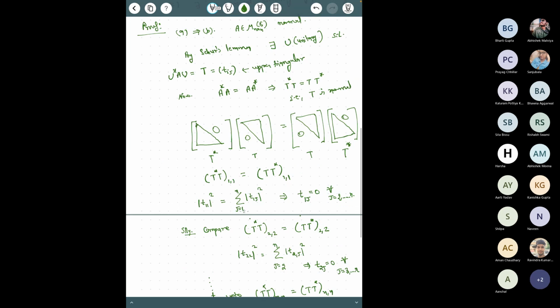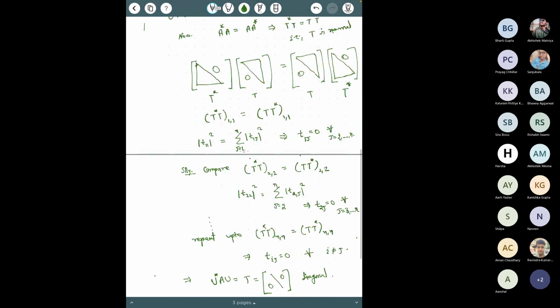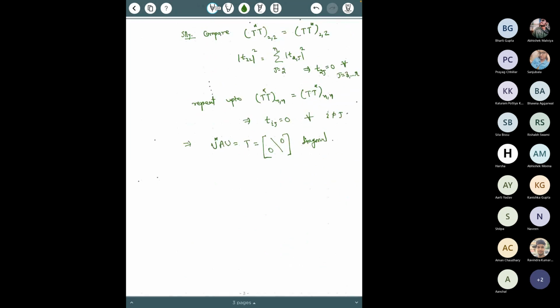Okay. Now let us prove the converse. That means whether B implies A or not. If suppose A is unitarily diagonalizable, can you say that A is normal? So let us prove B implies A. Assume that A is unitarily diagonalizable. What does that mean? Let U star AU be equal to D, where U is unitary and D is diagonal. So A is unitarily diagonalizable, so we can write it in this way.